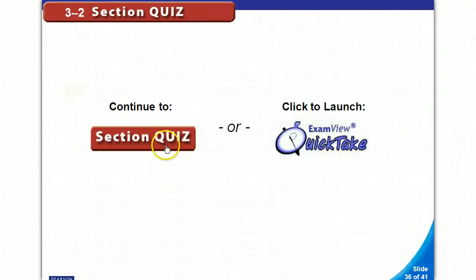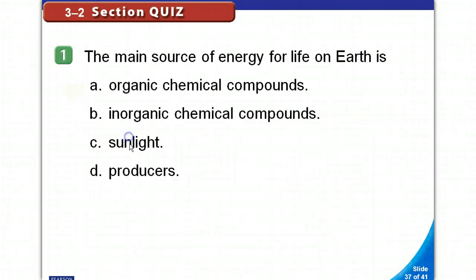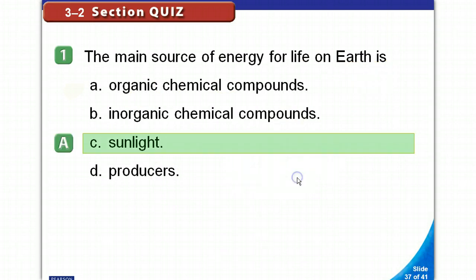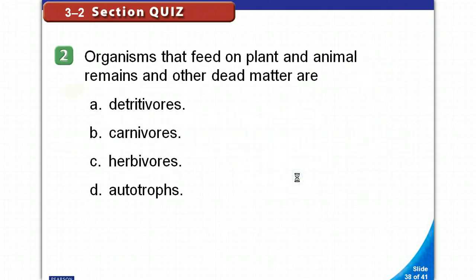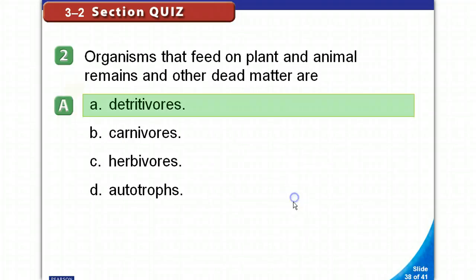All right, so real quick, section quiz. You don't have to answer these. We'll go through them, and just know that they'll be on there for you to study later. The main source of energy for life on Earth is C, sunlight. Organisms that feed on plant and animal remains and other dead matter are A, detritivores.